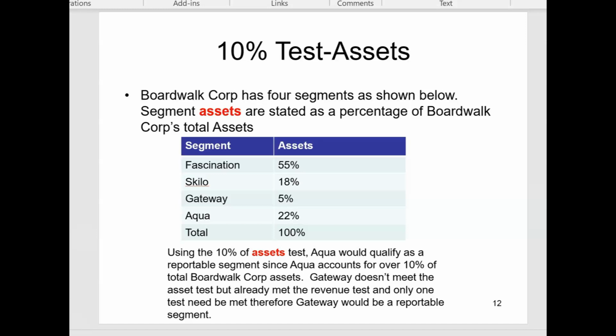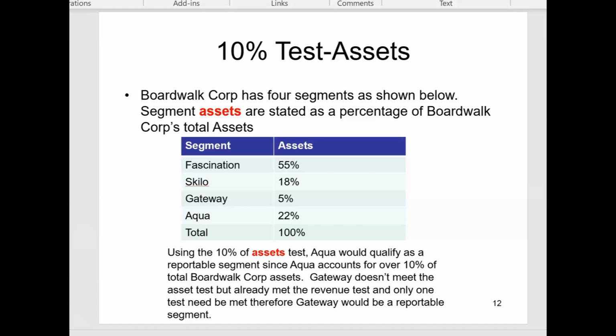So Boardwalk Corp has 4 segments. Segment assets are stated as a percentage of Boardwalk Corp's total assets, and now you can see Fascination at 55%, but we don't care about them. They're already in the door. Same with Skillo. Gateway doesn't make it past the asset test. Does that mean we have to push Gateway out the door? No. Exactly. Once it qualifies under the revenues test, we don't care about the other tests. We're only doing this test for Aqua.